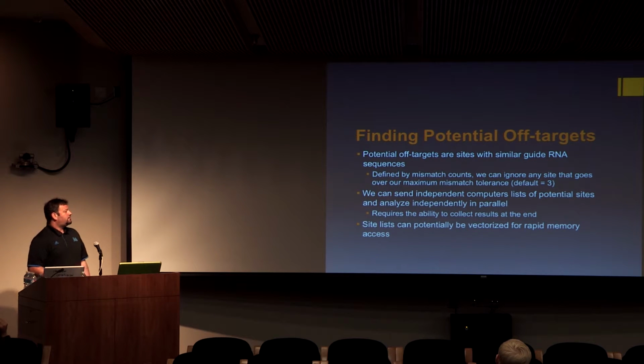So finding potential off-targets. This is the actual search portion of it now, where you have your CRISPR target of interest and you want to see what your off-target risks are. So potential off-targets are, again, sites with similar guide RNA sequence. I define this by how many mismatches there are between the two sequences. And again, because I've now generated a list of all the targets in the genome, I can just send different sets of targets to different computers and have each computer work in parallel on its own set of targets. So for X number of targets, if I send it to 10 different computers, it would take 1/10 the time it would take to do it linearly.